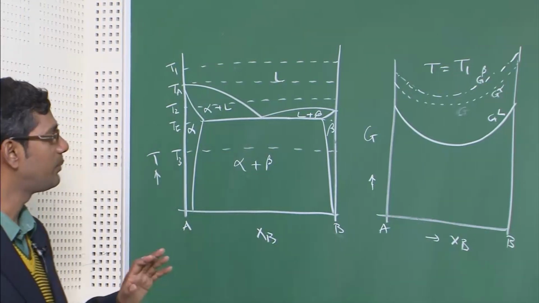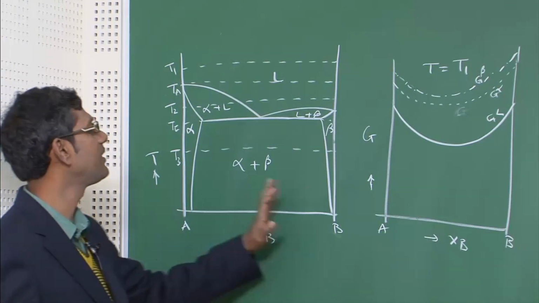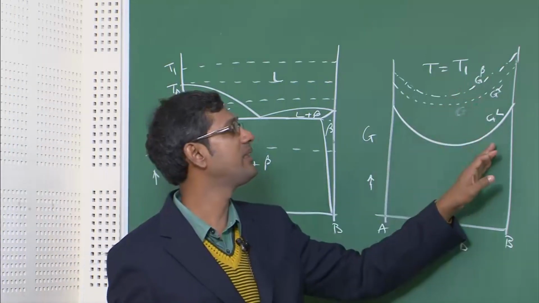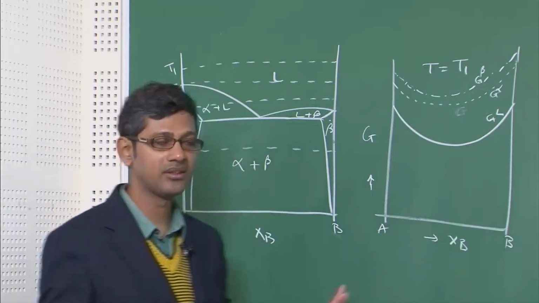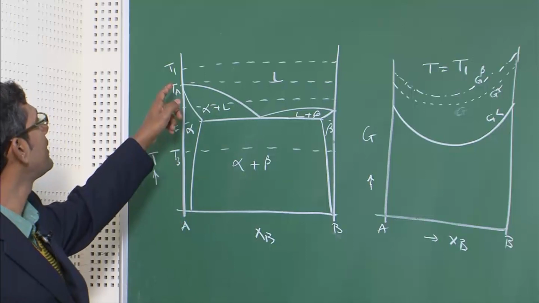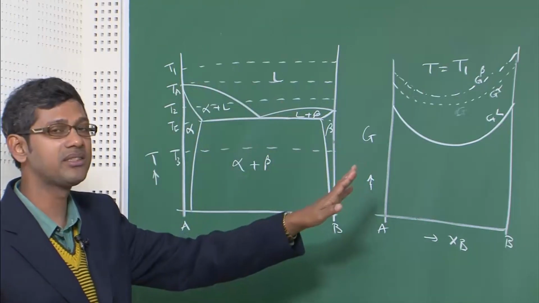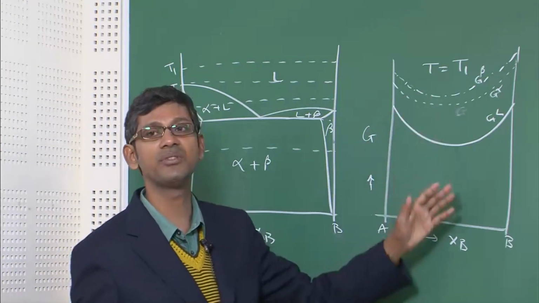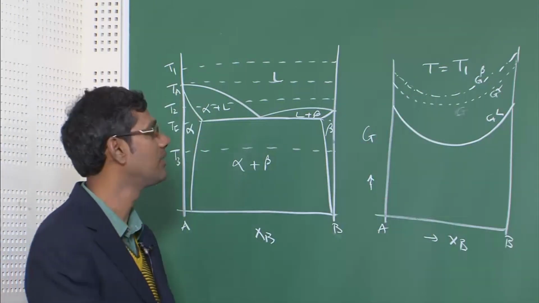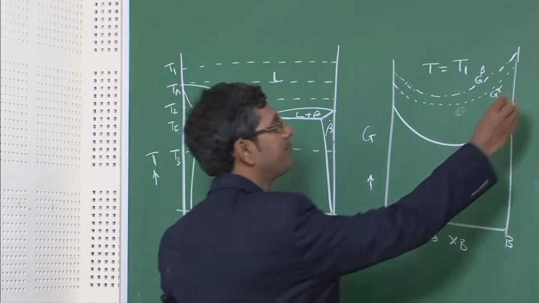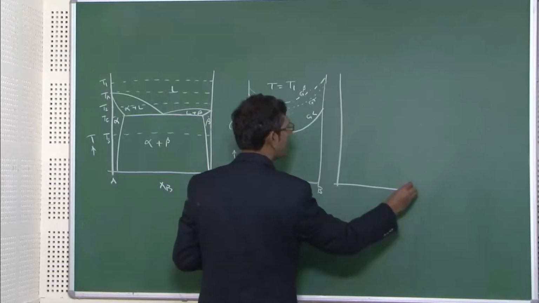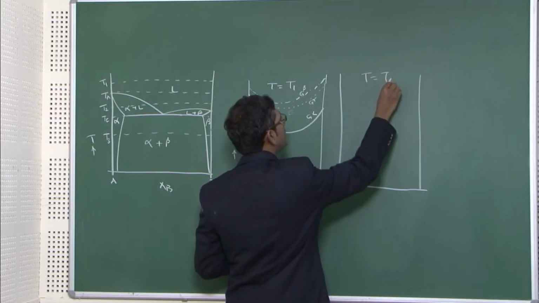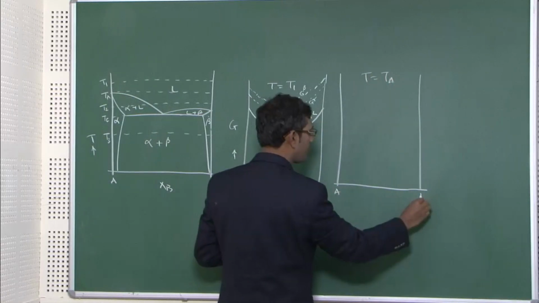But the message is that whenever you are drawing a free energy composition diagram for a particular phase diagram, you need to draw the free energy diagrams for all the phases, whether or not at temperature T1 only the liquid phase is stable. That does not matter. What is important is to show you the relative positions of these free energy curves. That is very important. So let us now do it at TA. At TA, as you can see, I have already done it for your isomorphous system.